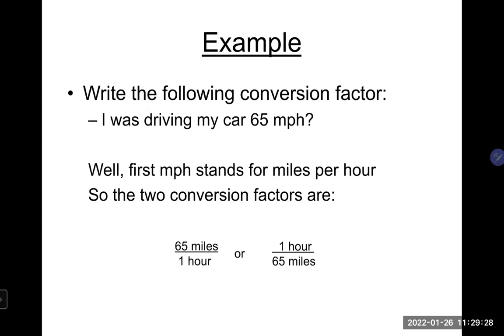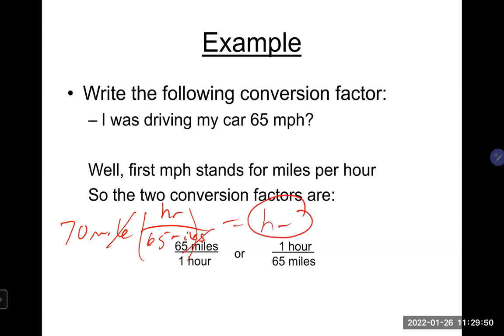If you were going 70 miles an hour and want to know how long it's going to take you to get somewhere, you would use the one on the right. 65 miles on the bottom, hour on top, miles cancel, gets you to hours. So again, that is a way you need to set it up so you can see the units canceling. It's a big thing in chemistry to set things up in that approach.